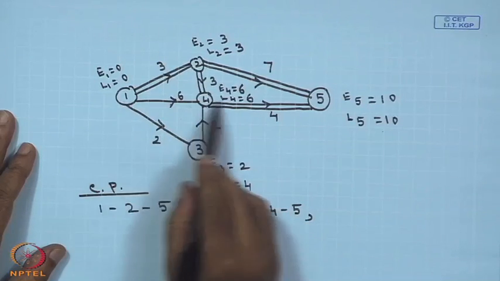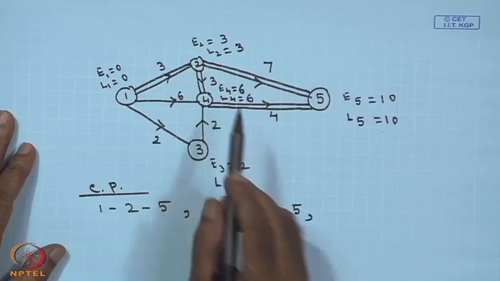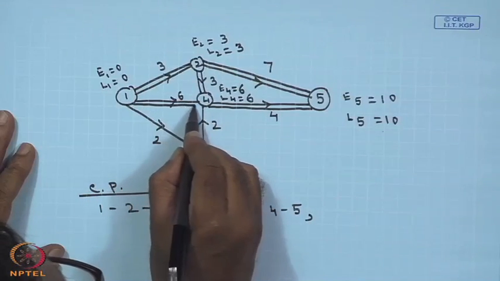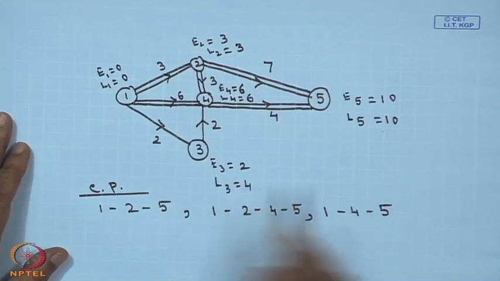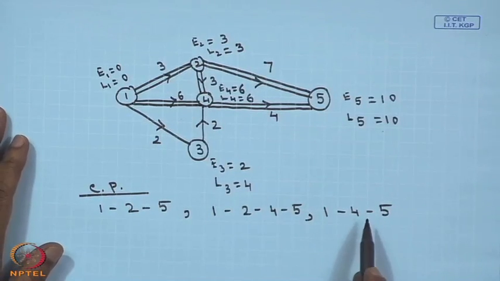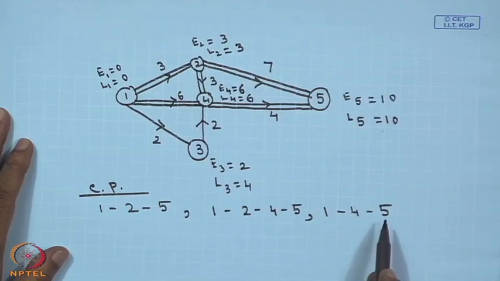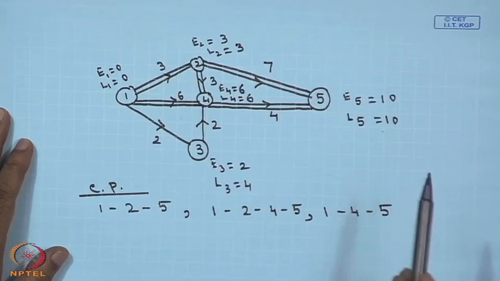The other critical path is also there, because E1, L1 and E4, L4 are equal, so the difference is 0. That other critical path is 1, 4 and 5. So, you see for this particular problem we have 3 critical paths, but for all critical paths the total project duration is the same, that is 10. Therefore, you have to remember one thing, that the critical path may not be unique. There may be more than one critical path, but the project duration will always be fixed even if you have multiple critical paths.